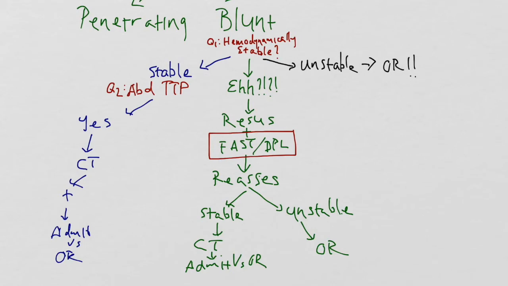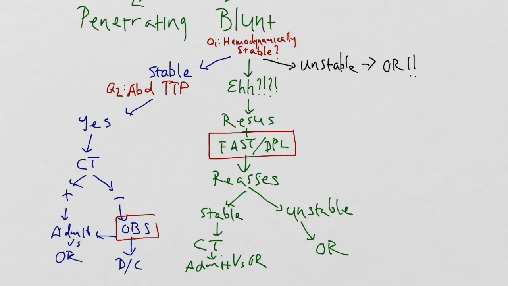But what do you do if the CAT scan is in fact negative? Can you just discharge the patient home? And the answer to this is you would actually want to keep them in observation. This is because CAT scans aren't great at picking up hollow viscus injuries or pancreatic injuries. So if after the observation period the patient develops abdominal pain, then you can go ahead and admit them. But if their exam is stable or they have improved symptoms, then you can in fact discharge them home.